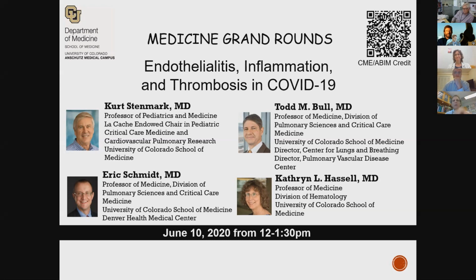Mm-hmm. Okay. So this is a question that's directed to Todd Bull, but I'm sure everyone else will have an opinion about this. In addition to the high IQ of the pulmonary endothelium, what are the unique features of the pulmonary endothelium that make it more vulnerable, I guess, to this virus in particular? Is it just proximity to the infection?